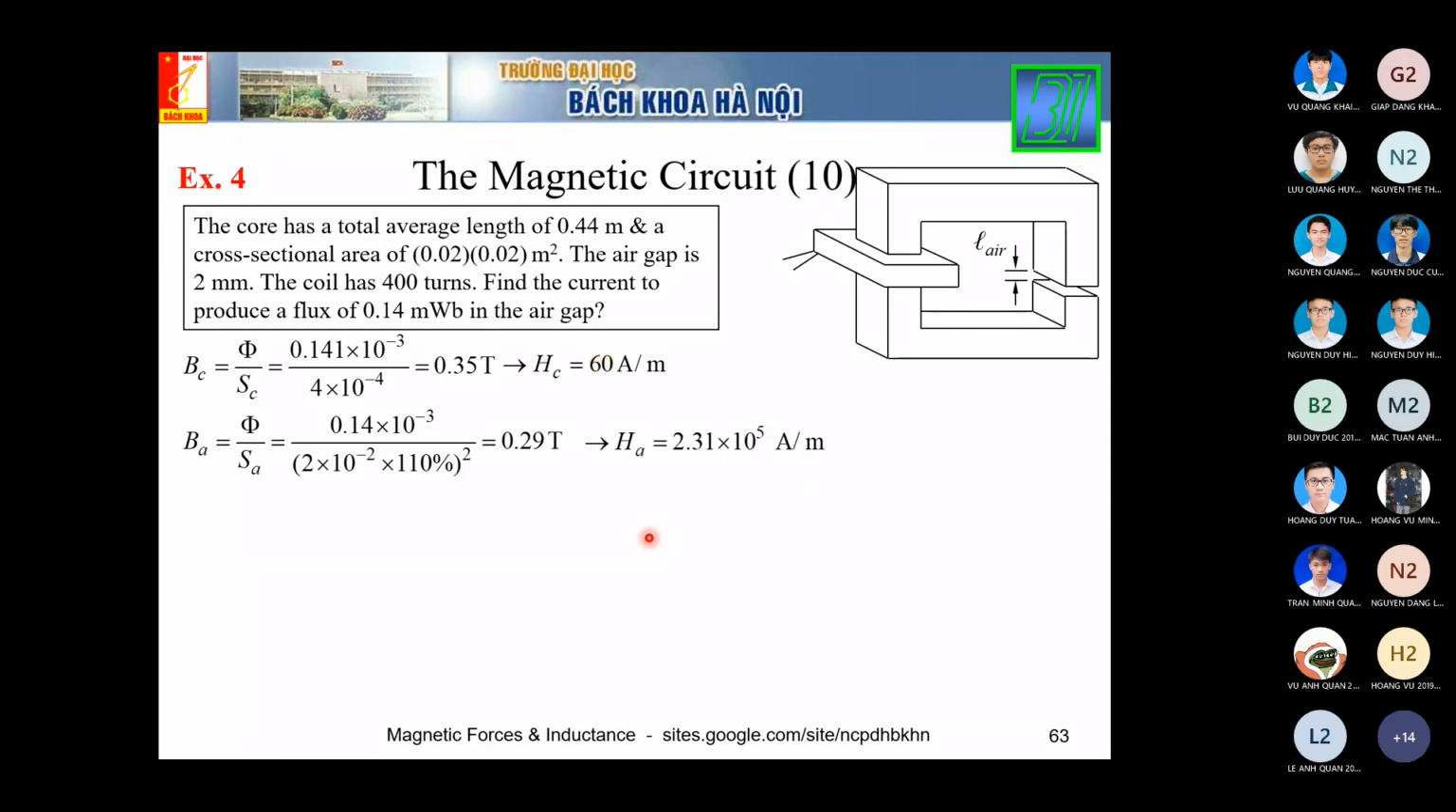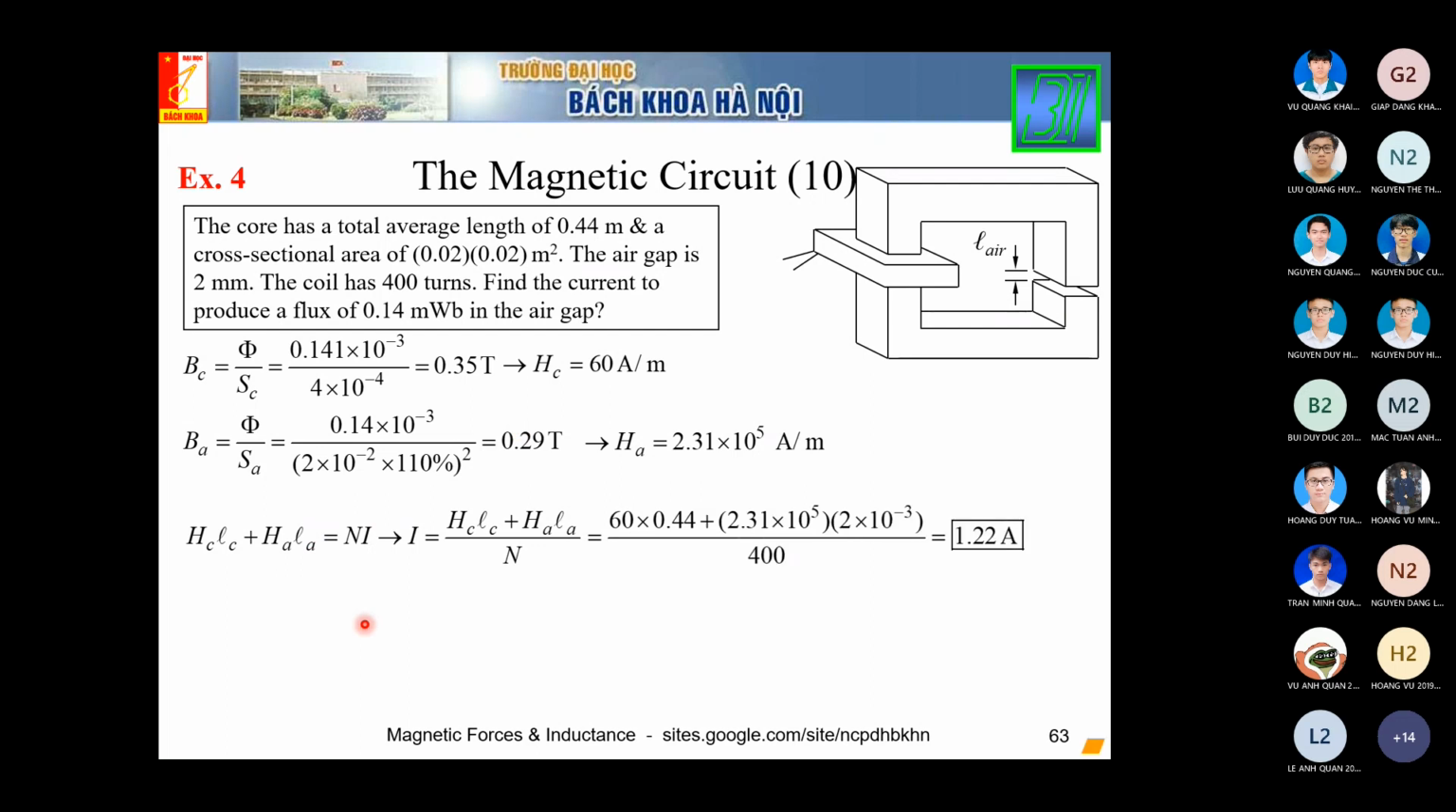Okay, so now we come to the answer. We found H of the core and that of the air gap, so we can use Ampere's law to find the current. If we apply Ampere's law alongside the average length of this one, we can have this, and from here you can find the current. Is this okay?